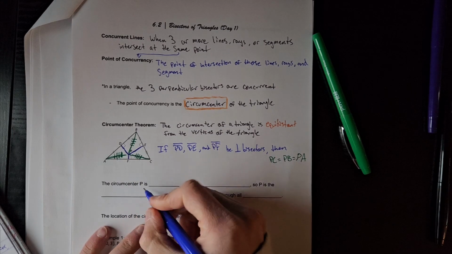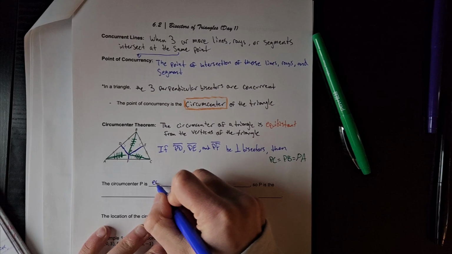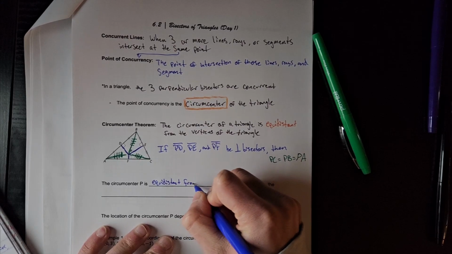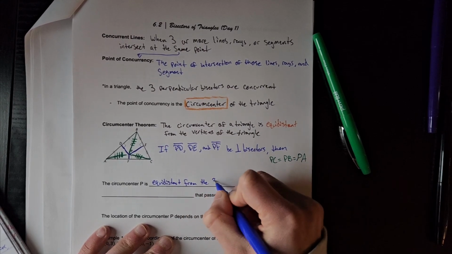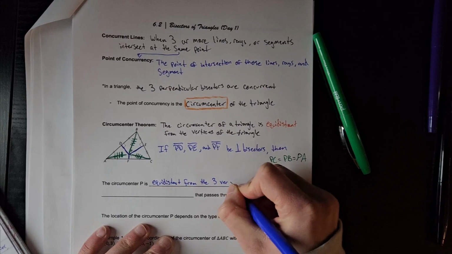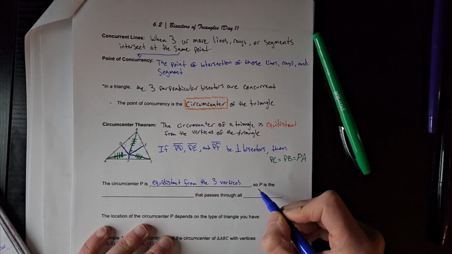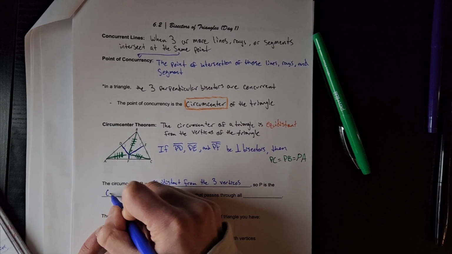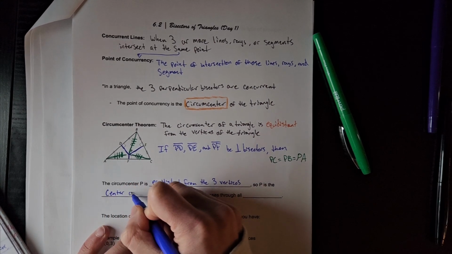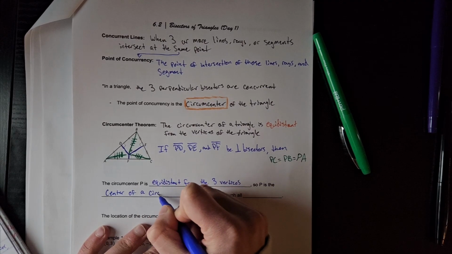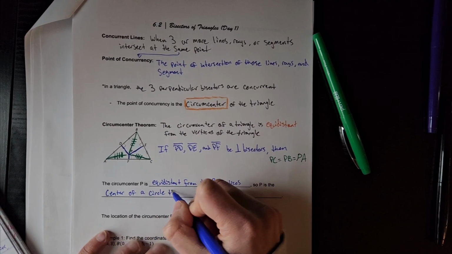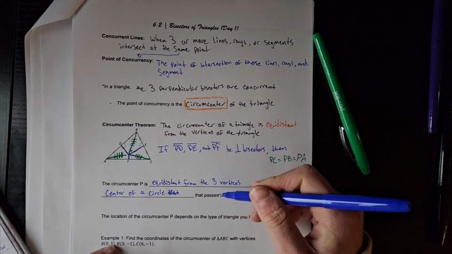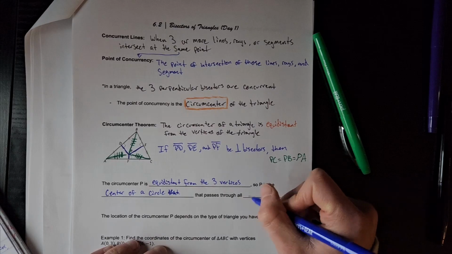So the circumcenter P is equidistant from the three vertices. So P is the center of a circle that passes through all three vertices.